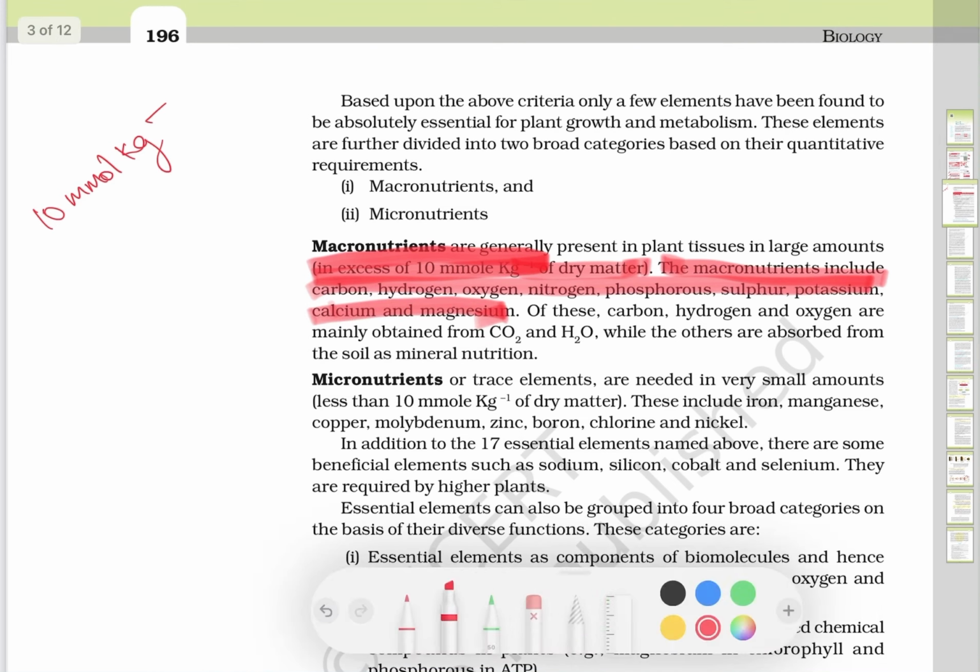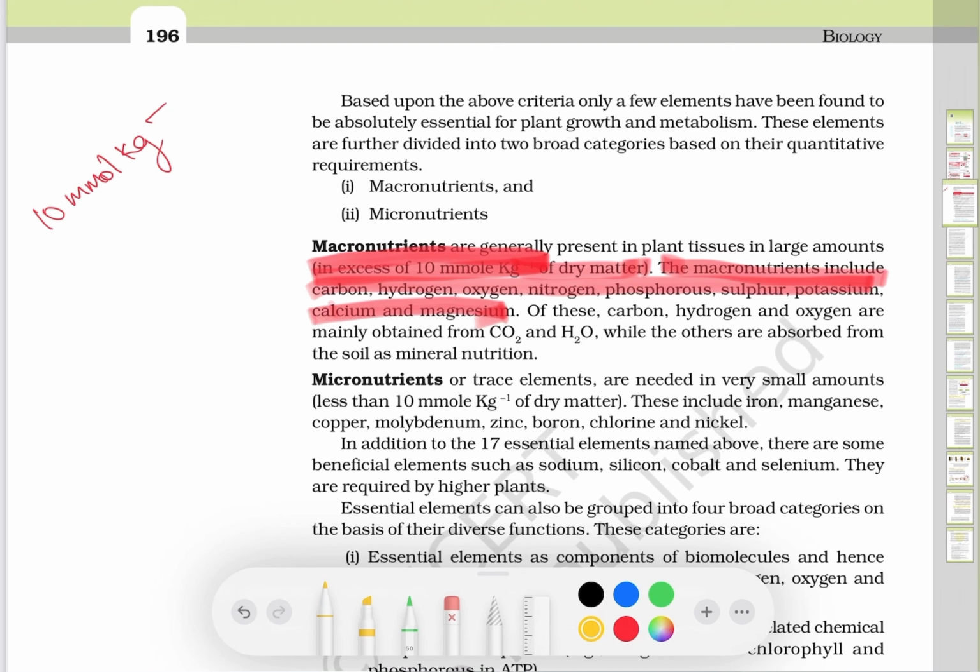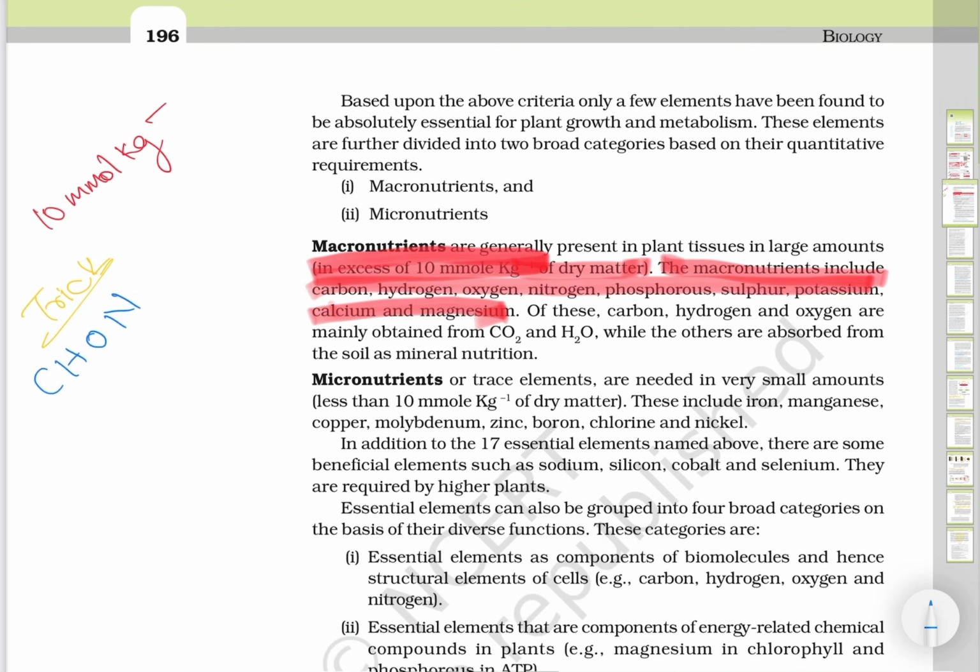The trick to remember this is: CHON CaPK CaSMg, that is, C H O N, P K, Ca, S, Mg. You can count them: 1, 2, 3, 4, 5, 6, 7, 8, and 9.